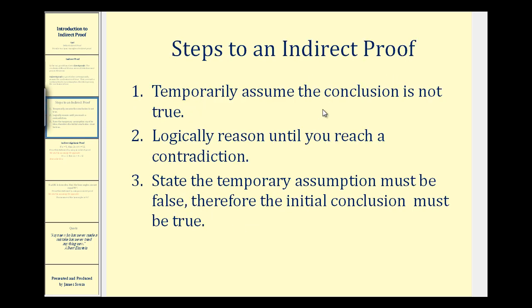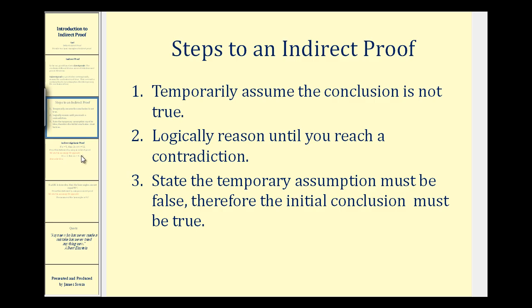So here are the steps to an indirect proof. Step 1, we temporarily assume the conclusion is not true, and then we logically reason until we reach a contradiction. Then we finish by stating that the temporary assumption must be false, therefore the initial conclusion must be true.